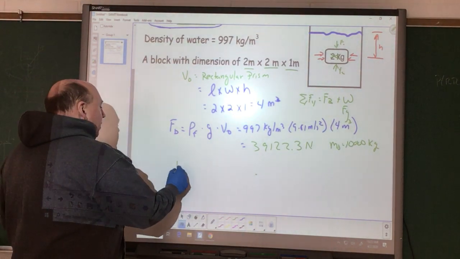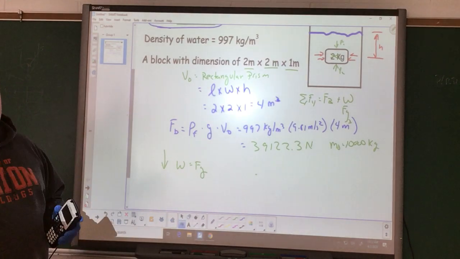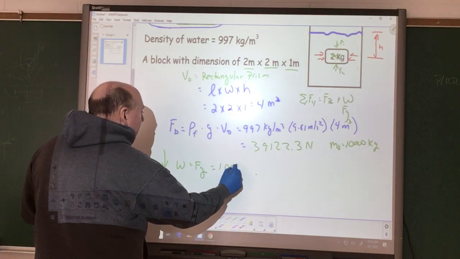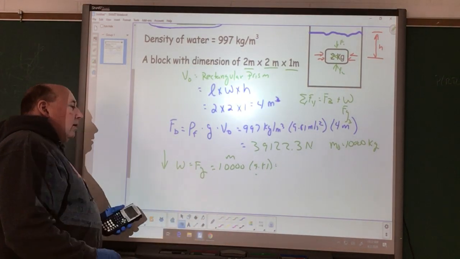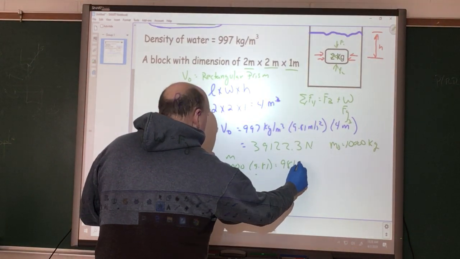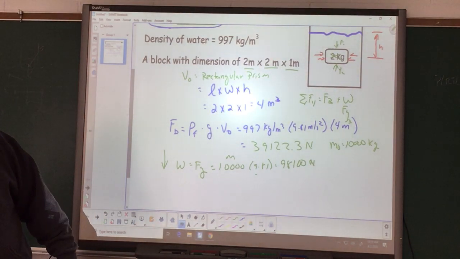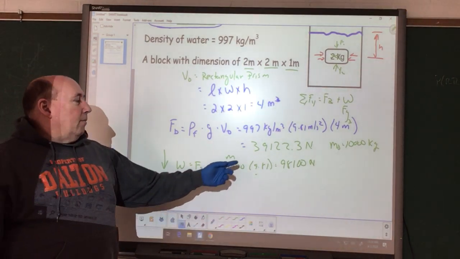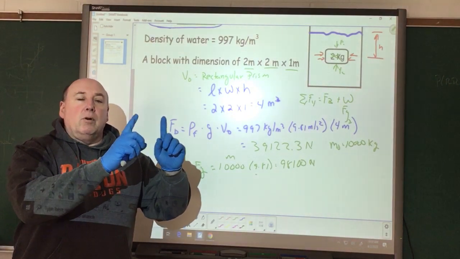My weight, which is my force of gravity, is still pulling the object downwards. It still wants the object to fall downwards. So we have 10,000 mass times 9.81, so we have 98,100 newtons. That is our force of gravity pulling it downwards. My buoyant force is 39,122 newtons. That's pushing it upwards.